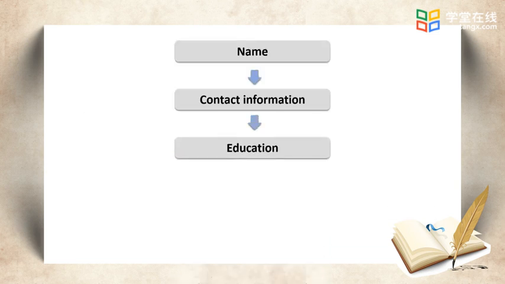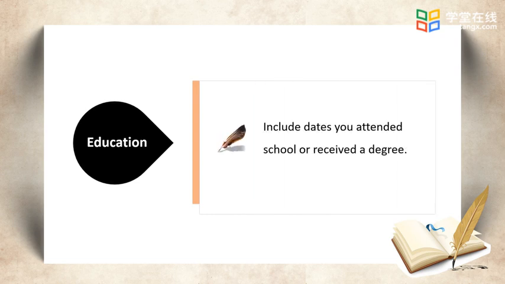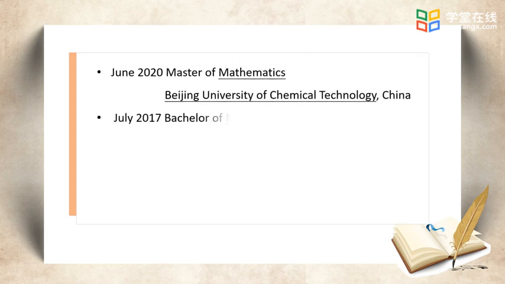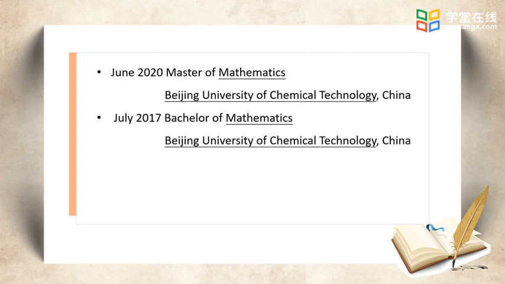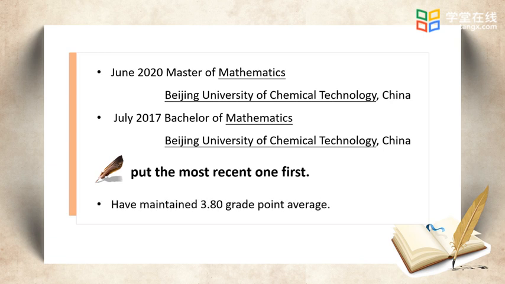Next, list your education. Include dates you attended school or received a degree. For example, Master of Mathematics and Bachelor of Mathematics. Here, you may find that education is listed in reverse chronological order, which means you put the most recent one first. You may also highlight your grades, such as have maintained 3.8 grade point average.